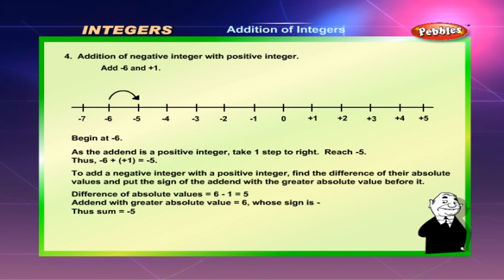The difference of absolute values is equal to 6 minus 1, which is equal to 5. The addend with greater absolute value is equal to 6, whose sign is minus. Thus, the sum is equal to minus 5.